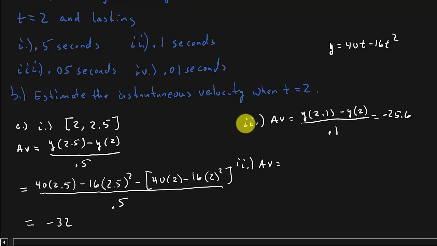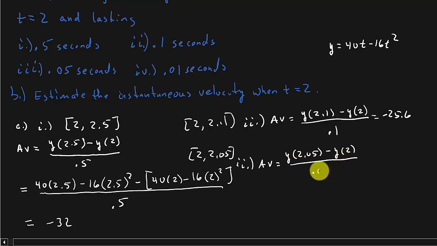And then for part 3, the average velocity, 0.05 seconds. Now, keep in mind, this interval here, that was 2 to 2.1. This interval is 2 to 2.05. And so that's going to be y of 2.05 minus y of 2 over 0.05. And that is equal to negative 24.8. Okay, and this is feet per second. Feet per second, and this is feet per second.